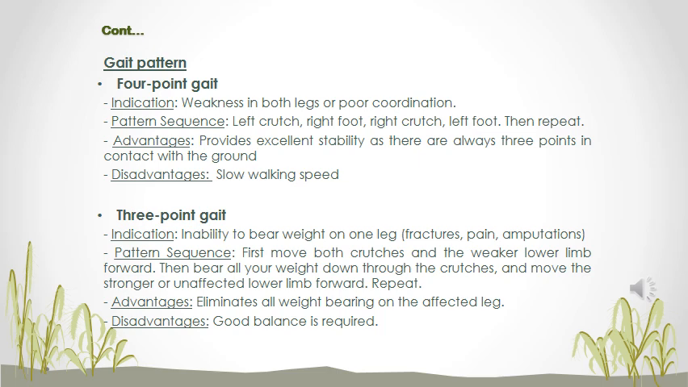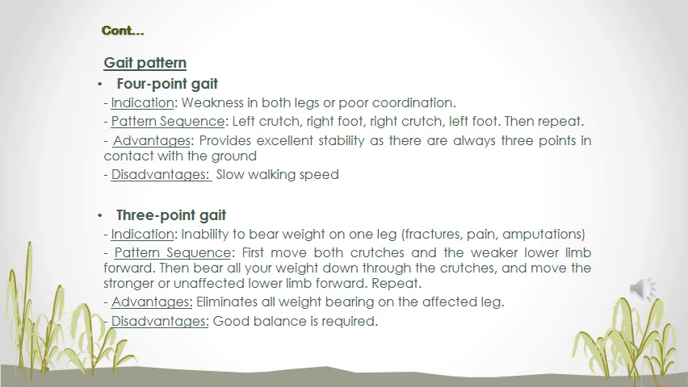Moving on to 3-point gait, what is this? It's indicated where there's an inability to bear weight on one leg due to fractures, pain or amputation, and if there's non-weight bearing status. So for instance, an ankle fracture where the patient is instructed by the doctor to not put weight on that foot. That means at a stage there will be 1, 2 crutches and the unaffected leg in contact with the ground, making it a 3-point gait.